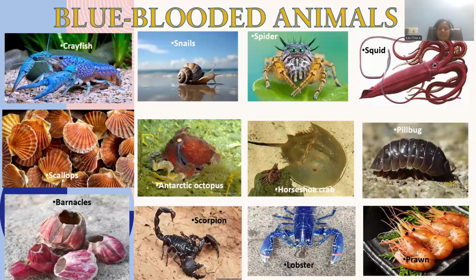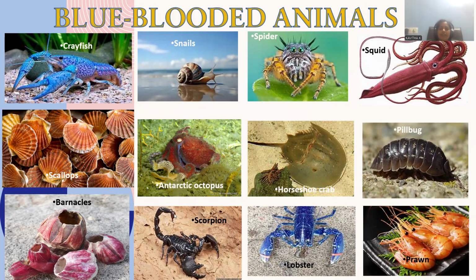Here is the pictorial representation for blue-blooded animals. All these are in the category of the hemocyanin pigment, right? Crayfish is provided over here. Snail is an example in this category, and the spider is also part of arthropoda, and this is accompanied by hemocyanin. Squid is an aquatic species where you can observe the copper metal, and scallops are the kind with a shell. They are also snail-related species, molluscans only.